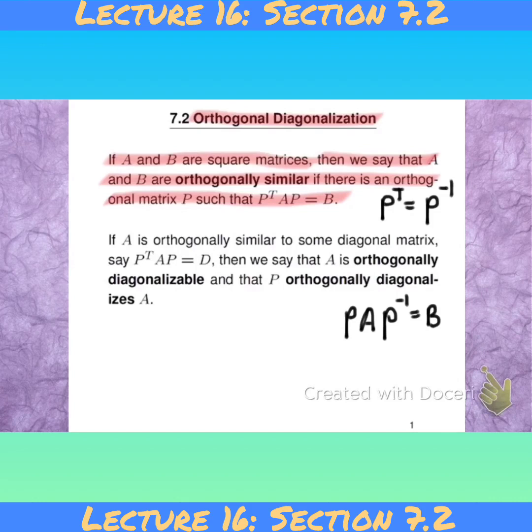Right, so if A is orthogonally similar to some diagonal matrix, say D, then we say that A is orthogonally diagonalizable, and that P orthogonally diagonalizes A. Right, so if we can diagonalize the matrix A using an orthogonal matrix, then we say the matrix is orthogonally diagonalizable.